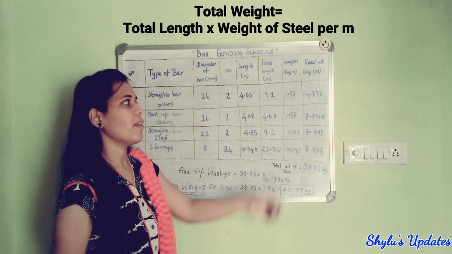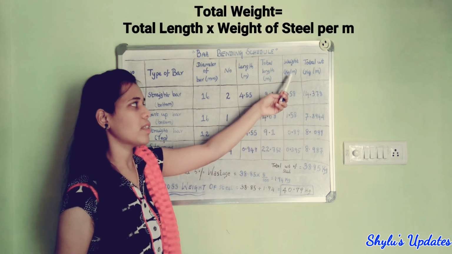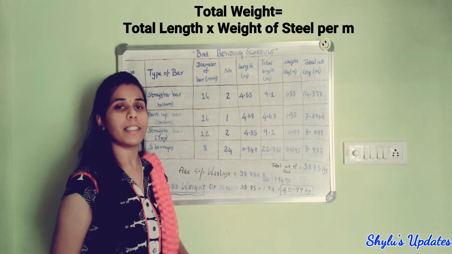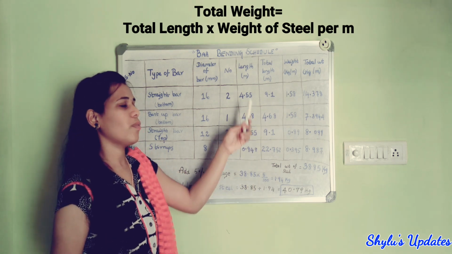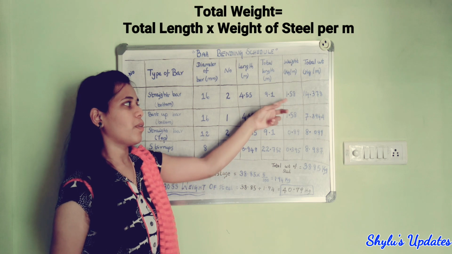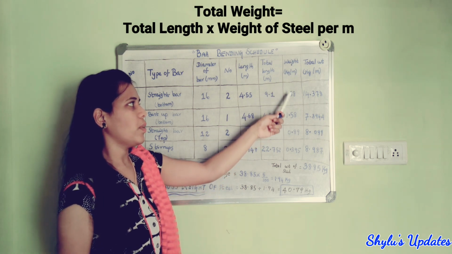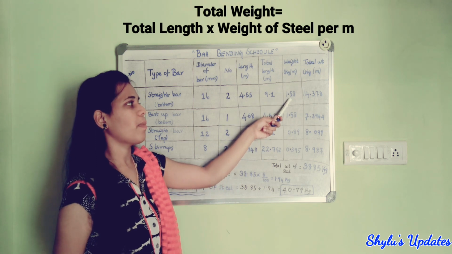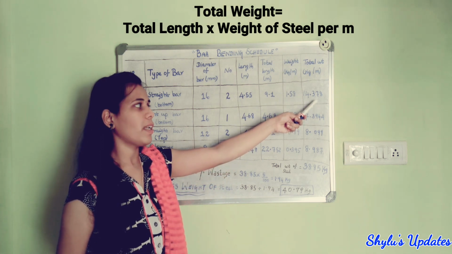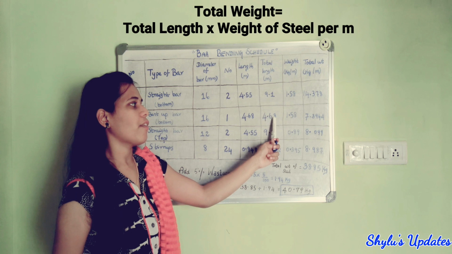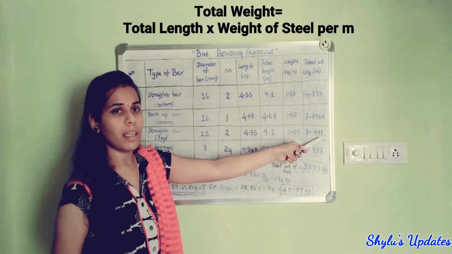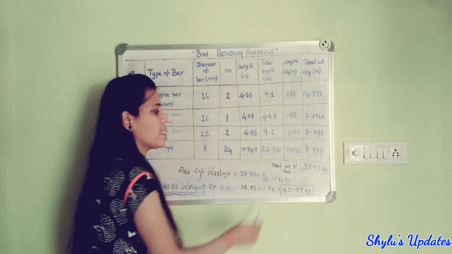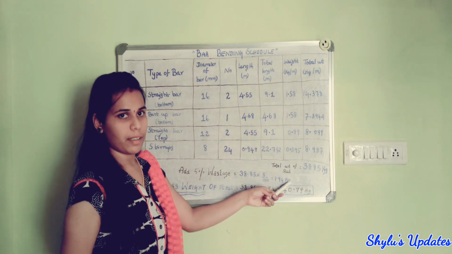The last step is we have to find the total weight. For total weight, what we have to do? We know the total length and also the weight of steel bar for 1 meter. So we have to multiply both: total length into weight of steel bar for 1 meter. So, 9.1 into 1.58, we get the answer 14.378. In this way, we have to multiply both. When we add all those answers, we get the total weight of steel.